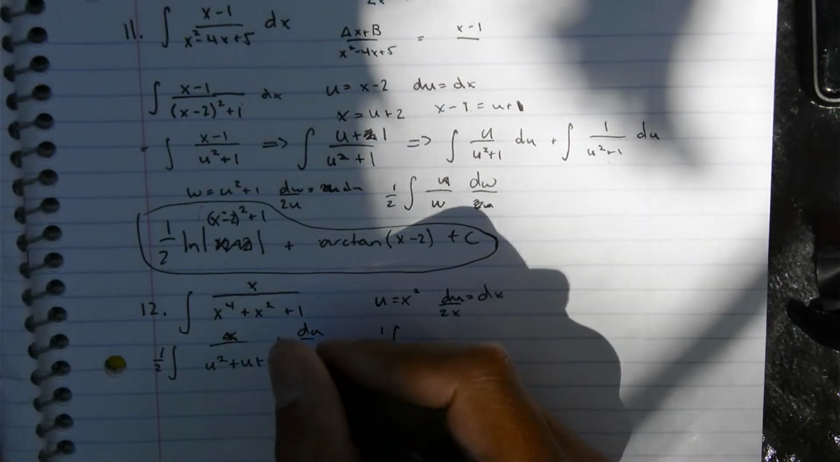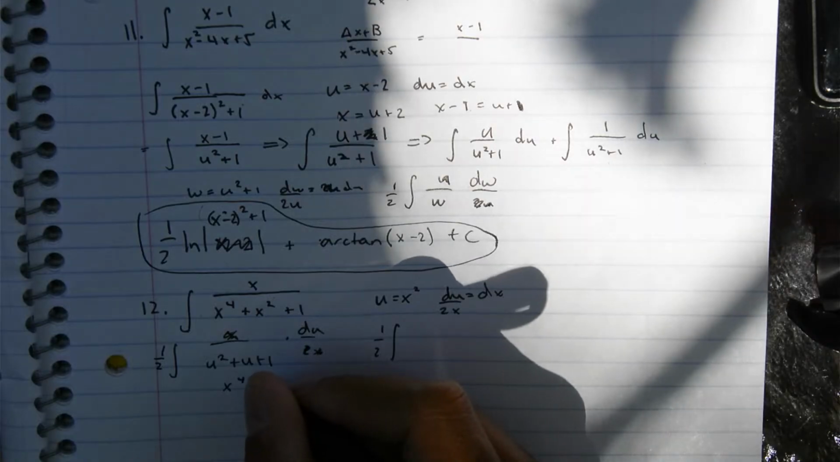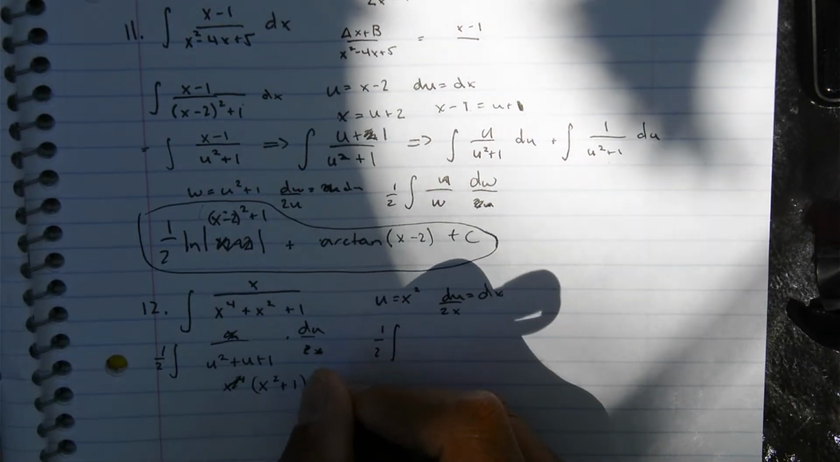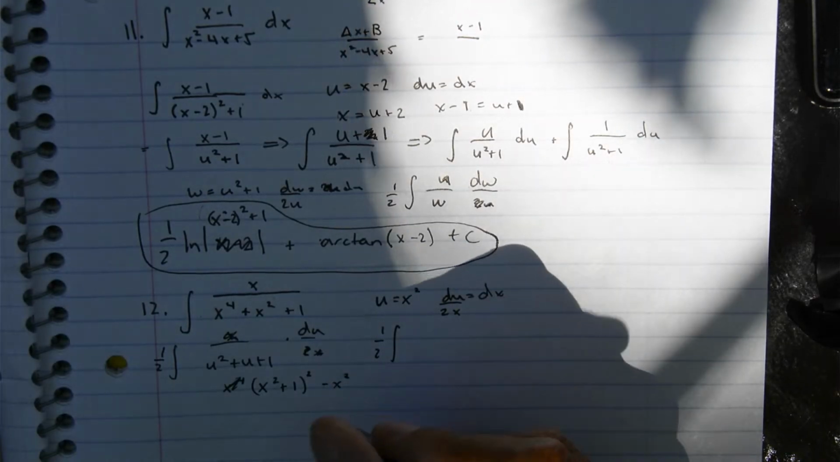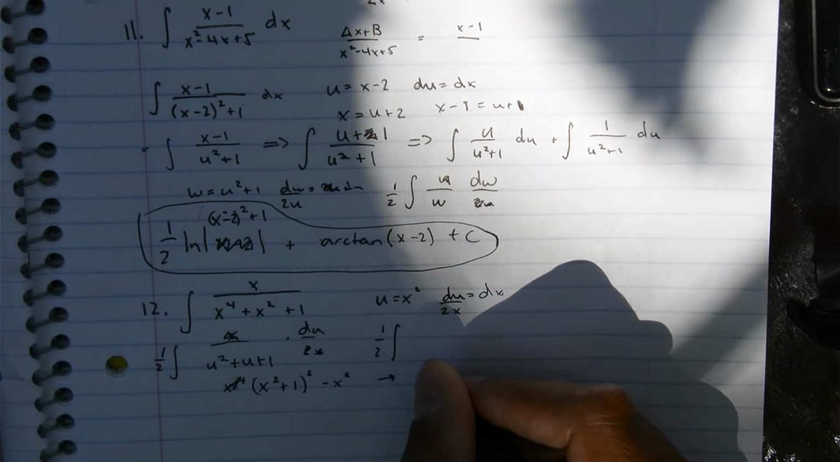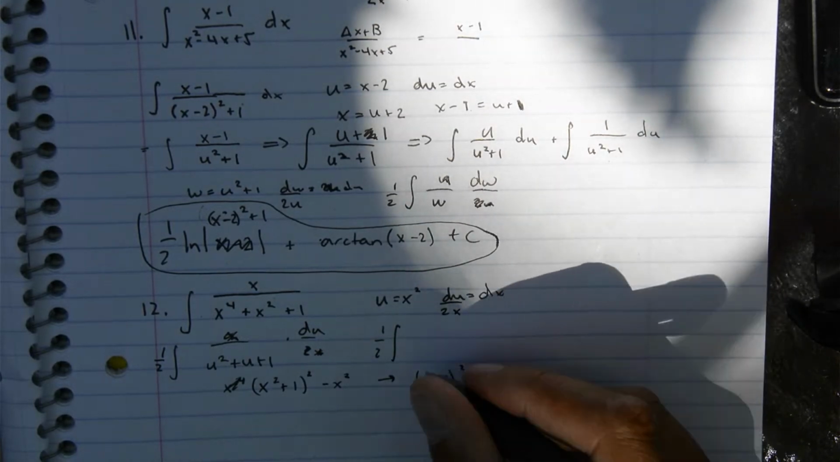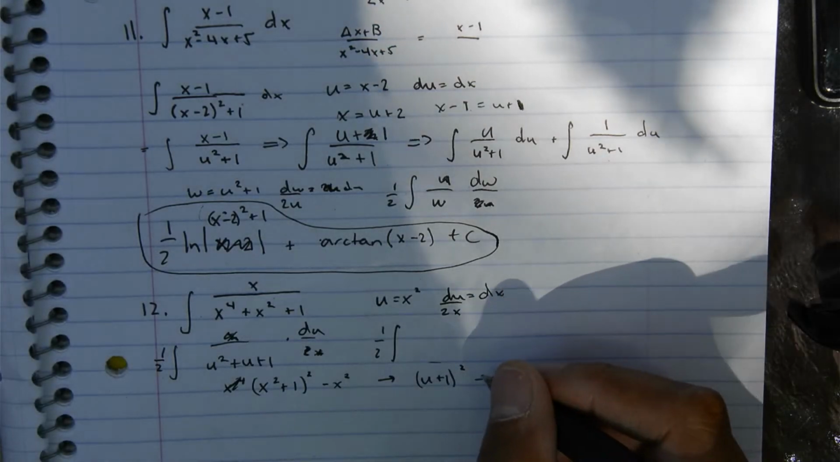You could also do maybe like x to the fourth, or you could probably do like an x squared plus 1 squared minus x squared or something. And then if you turn this into it, you're going to get u plus 1 squared minus u. And then the thing that goes away on the top.